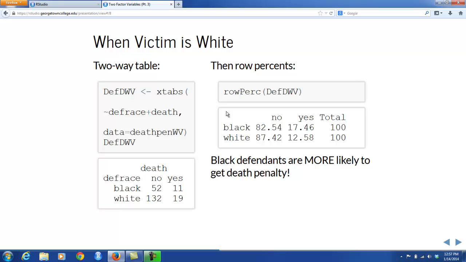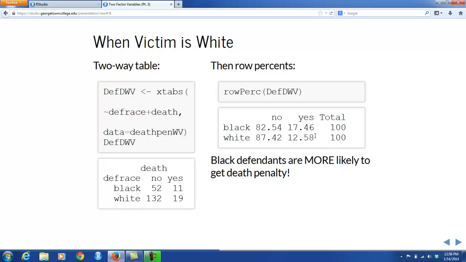Now, when we look at the row percents, we see something rather interesting and surprising. Look at this. 17% of the time, a black defendant would get the death penalty. But for white defendants, only 12% of the time would the white defendant get the death penalty. So when the victim was white, the black defendant was more likely, by about 5%, to get the death penalty. In the overall data, the white defendant was more likely to get the death penalty, but in this subset of the data, where the victim was white, the black defendant was more likely to get the death penalty.